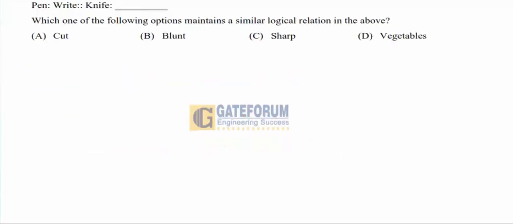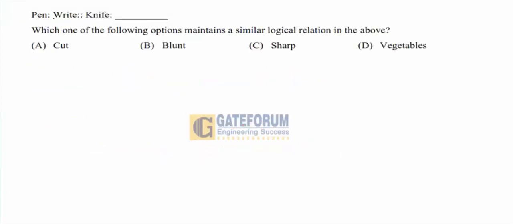Pen is to write is equivalent to knife is to what? See, out of all the options, it is clearly apparent that knife is to cut. A pen writes, a knife cuts. So that would be the analogy. This is an analogical question.